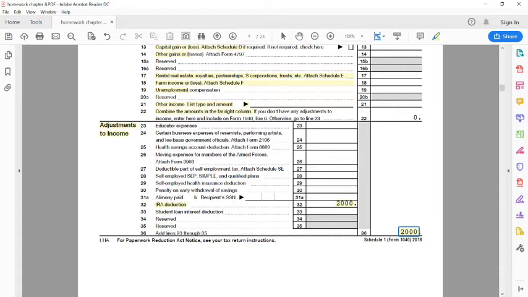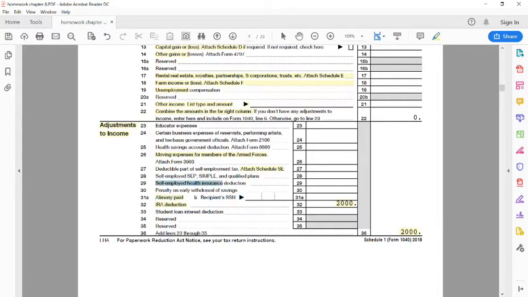You know, there could be others. If you were preparing a return for an individual who had moving expenses and they were in the armed forces, or you had an individual that was self-employed, half of their self-employment tax would be taken here, or if they had paid out deductible alimony, it might go here.